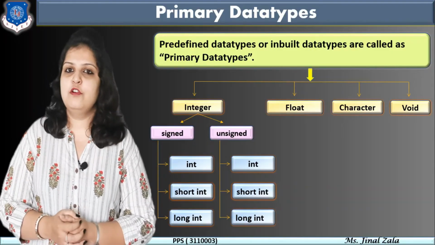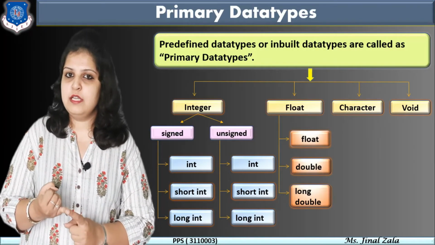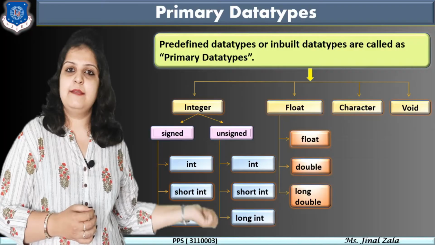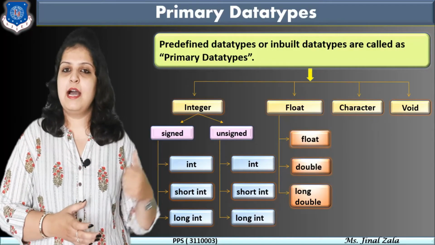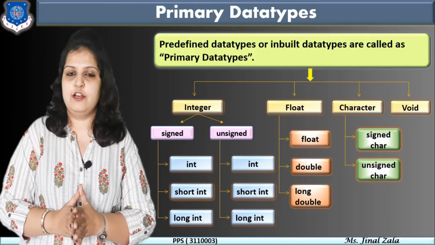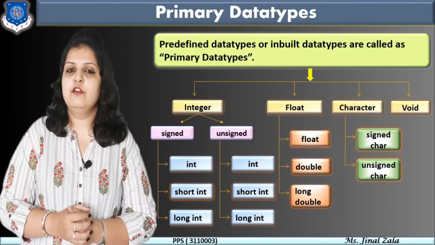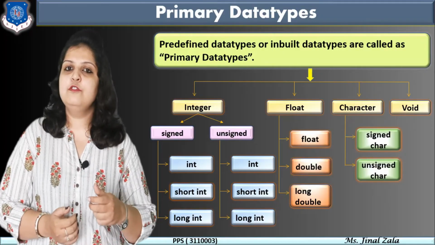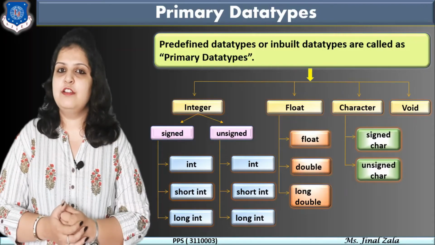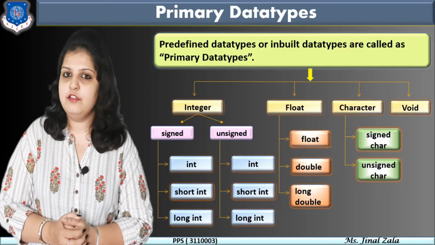Next is float. Float means real value, and it is also divided into 3 categories: first is float, second is double, and third is long double. All these data types have some specific range. And last is character, which is also divided into signed character and unsigned character. What do you mean by signed and unsigned? We will see in the next table. And void: void is used for returning null, and it is always used with a function. In the main function we can use it like void main. In the same way, we can use it in a user defined function also.